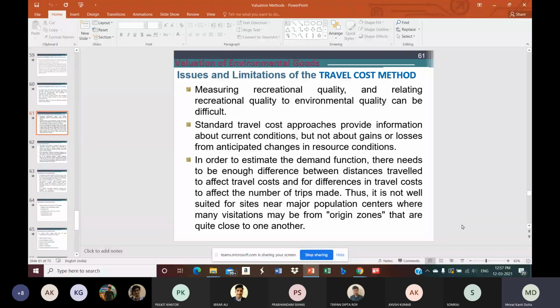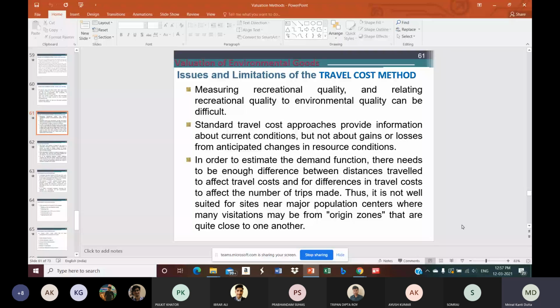So that is the anticipated gains or anticipated losses, right? Anticipated changes in the resource conditions, which might lead to gains or losses for the people in the future. But those things are not available. That information will not be available.